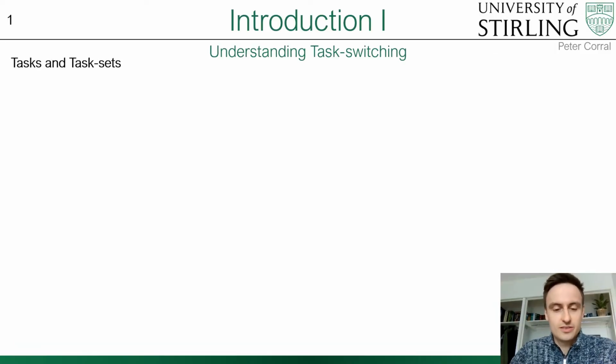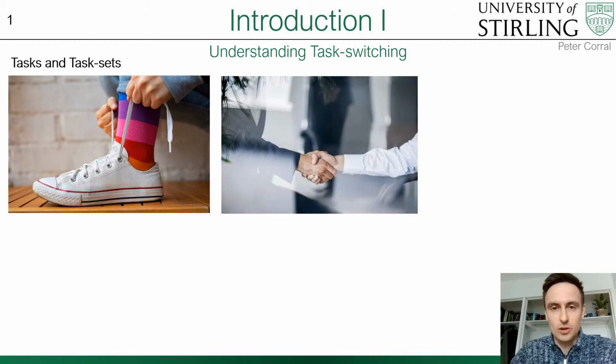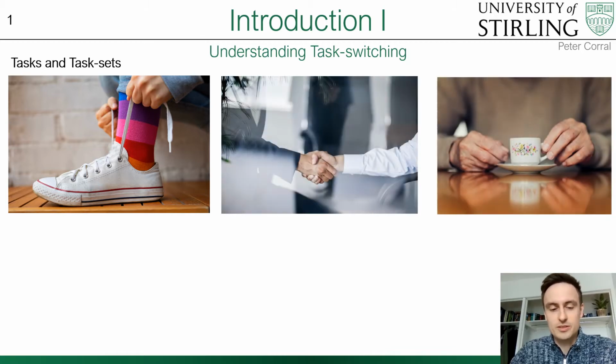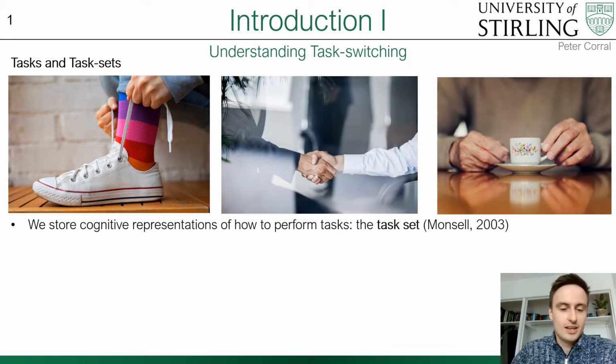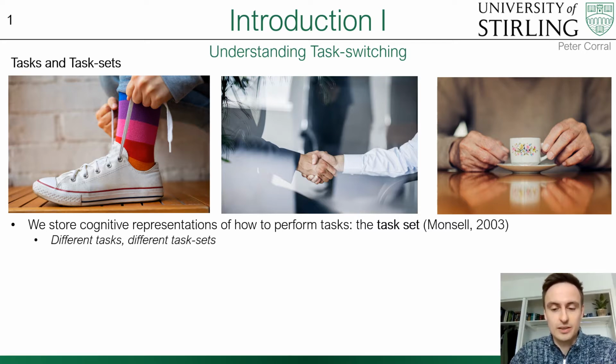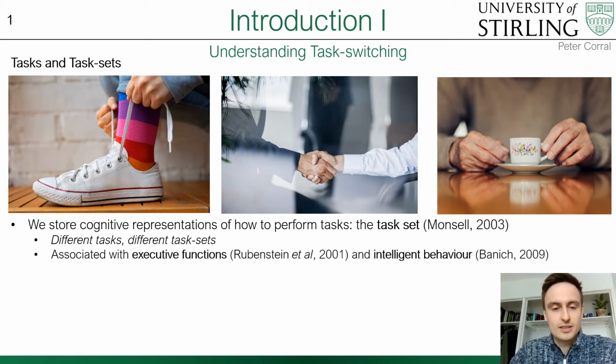Tying your shoes, greeting a friend, drinking a cup of coffee. You perform hundreds of small tasks every day. At a cognitive level, each task has a set of processes associated with it and stored in memory. These are called task sets. When we switch between tasks, what we're really doing is switching between task sets, like changing gears when driving. This ability is associated with executive functions and intelligent behaviour.